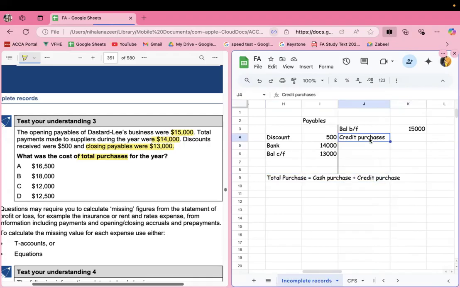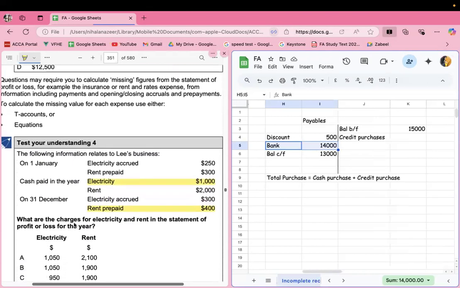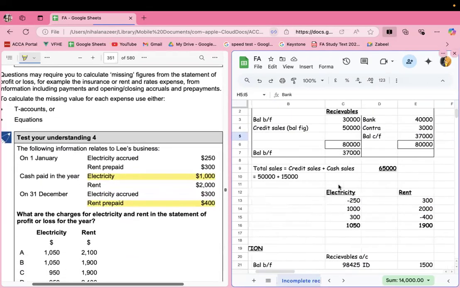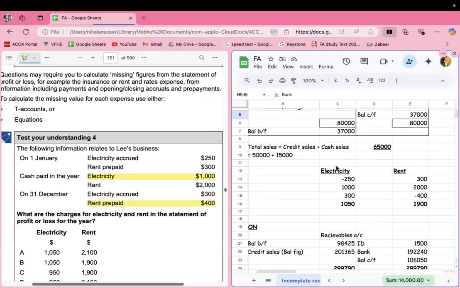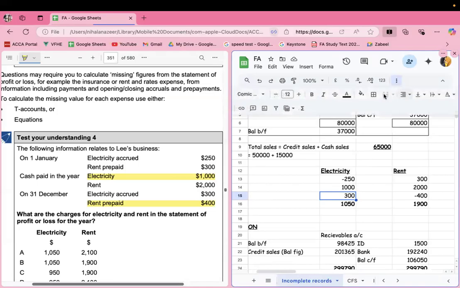Credit purchase is here, and cash purchase is already given to you. You're going to total them together and find the answer. Clear now? As for TYU4, you can take this as a T account or you can take it like this. If you're going to take this number-wise, you're going to assume that whatever increases is a positive amount, whatever decreases is a negative amount.